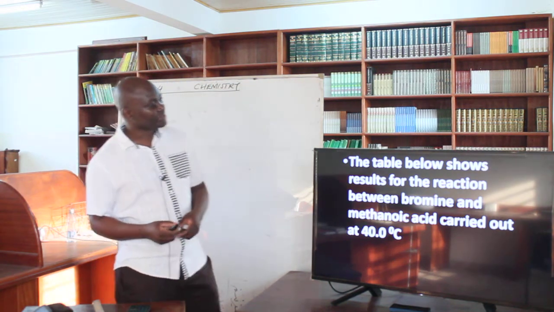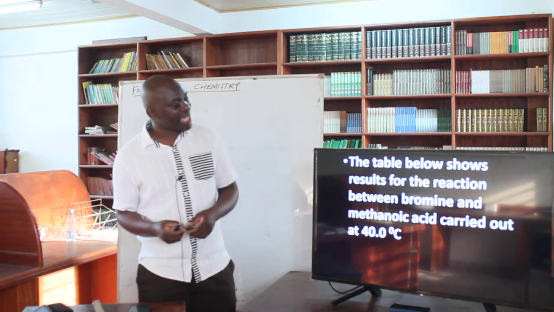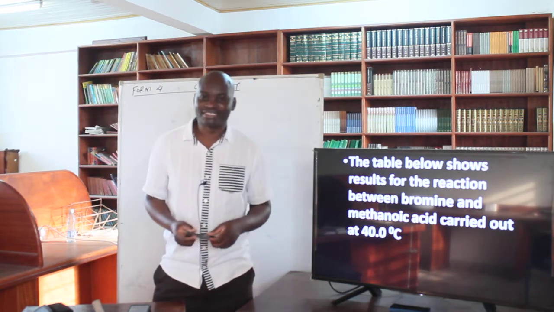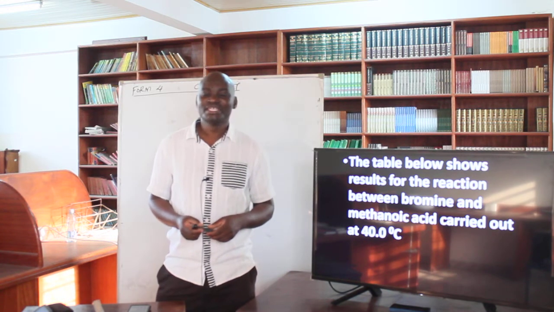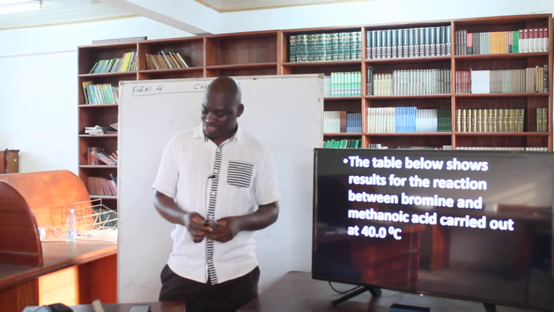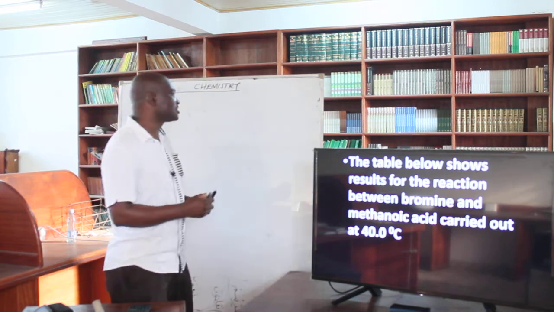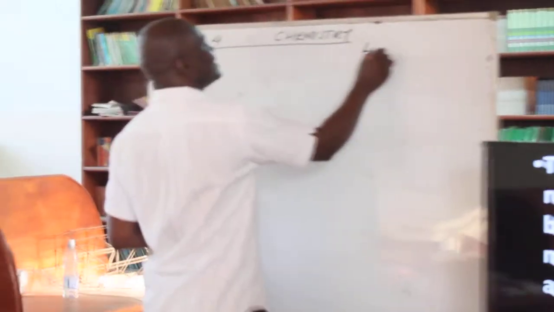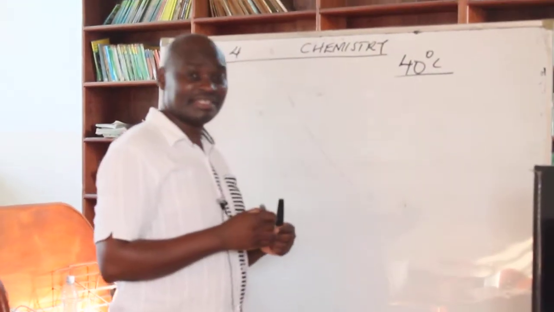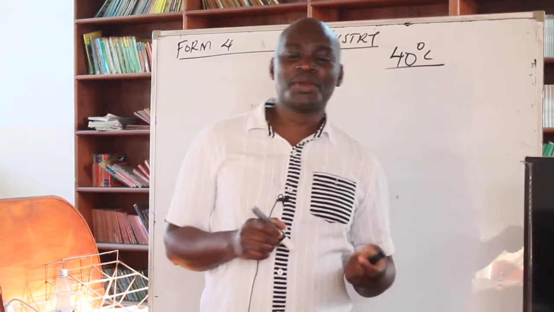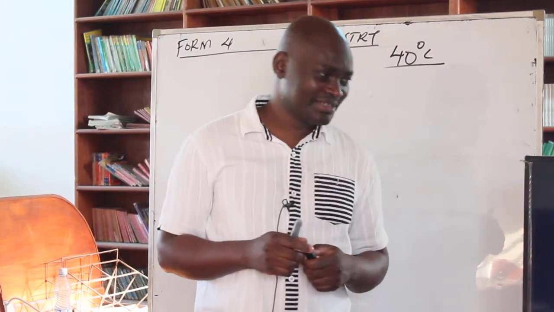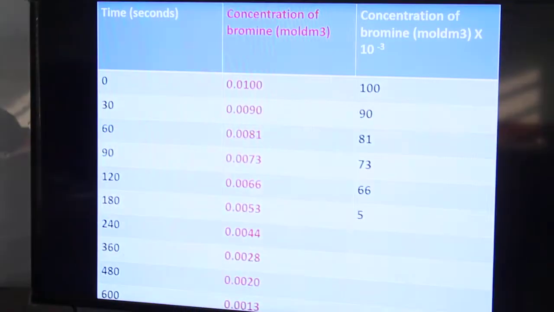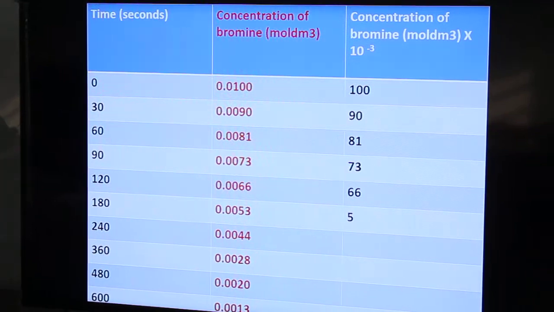So let us look at this question. The table below shows the results for the reaction between bromine and methanoic acid carried out at 40 degrees Celsius. So the reaction was carried out at 40 degrees Celsius, and it is the reaction between bromine and methanoic acid. So these are the results.